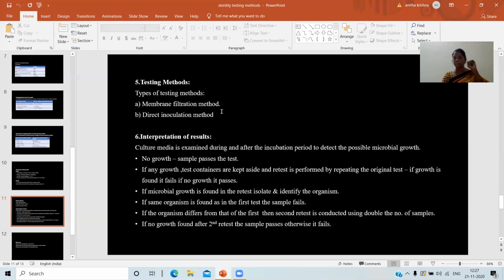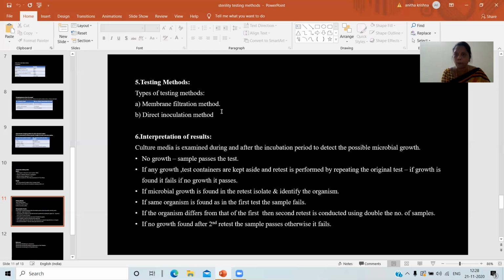So first, no growth, passes. If there is growth, keep the particular medium aside, take the original product again and repeat the test. From the medium you kept aside, try to isolate the organism. Even after repeating, if there is any growth, then it fails. You have to check the organism in the first medium and the second medium. If the organism is the same, the test fails. If the organism is different, you have to repeat it a third time with double the number of samples. If there is no growth, it passes. If there is growth, it fails. So this is how you have to interpret your test for sterility.